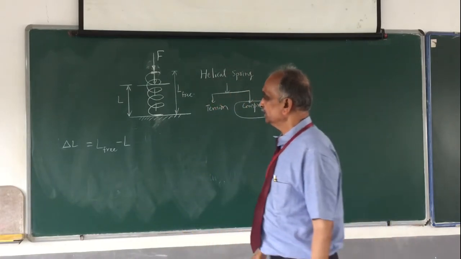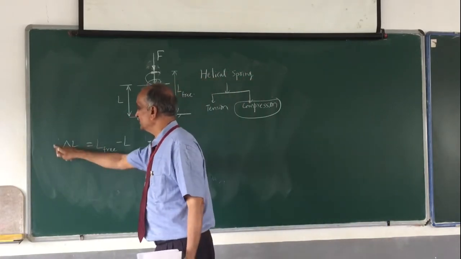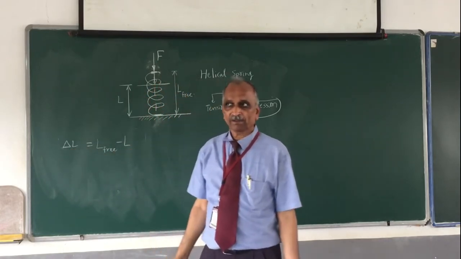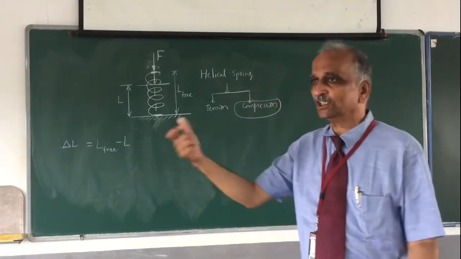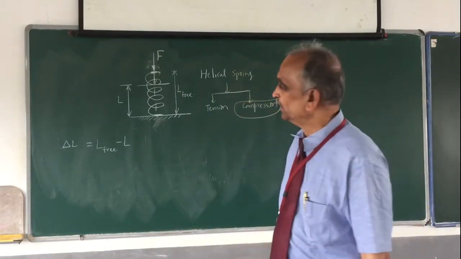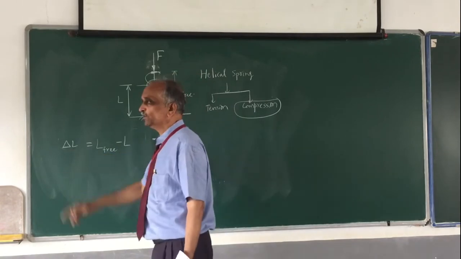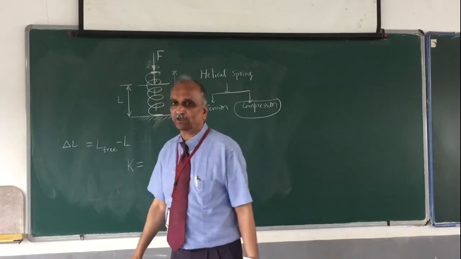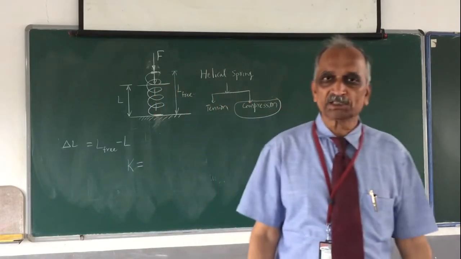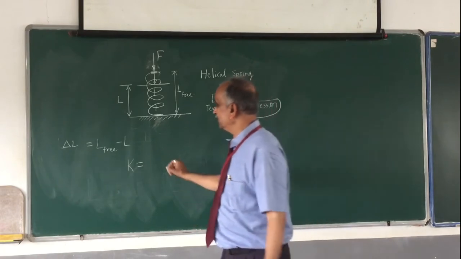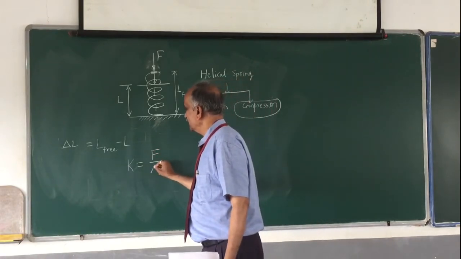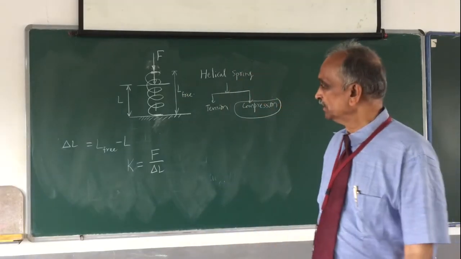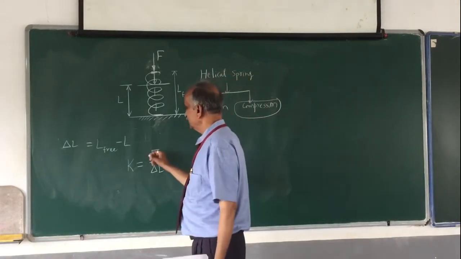Delta L. Then to have compression delta L, I require a force F. And how much force is required to have unit compression? That is what is called the stiffness of the spring, which is normally denoted by K. K is the stiffness of the spring, and this is defined by F divided by delta L. So delta L is the amount of compression, and K is the stiffness.